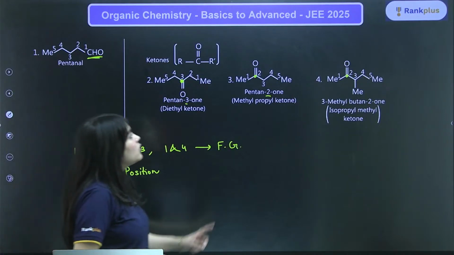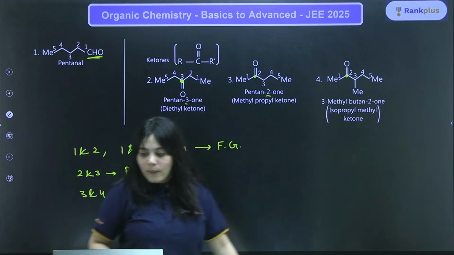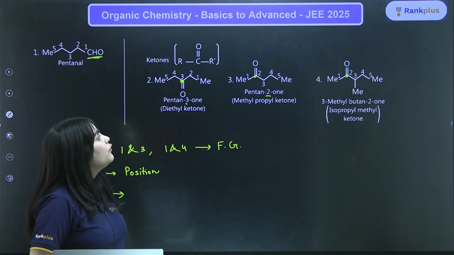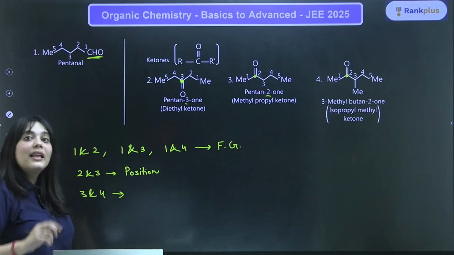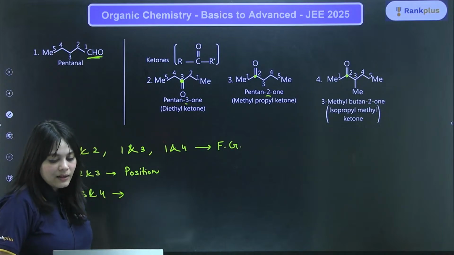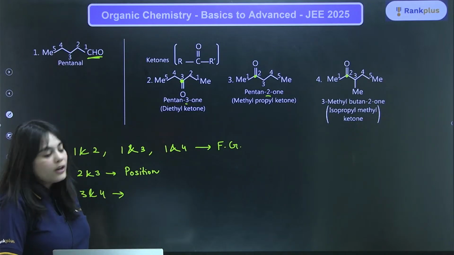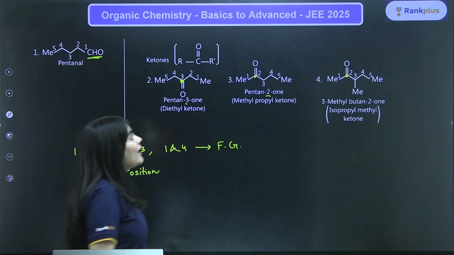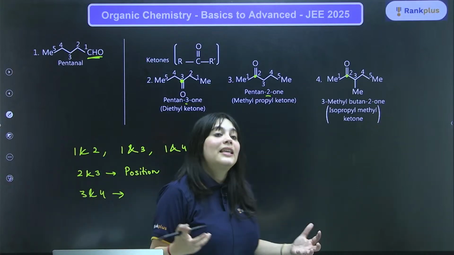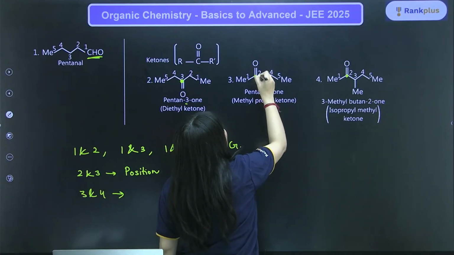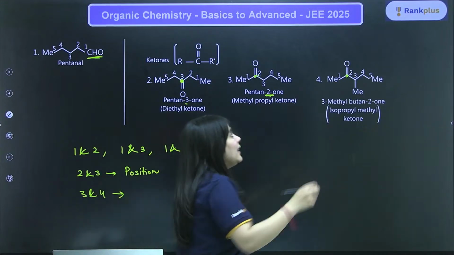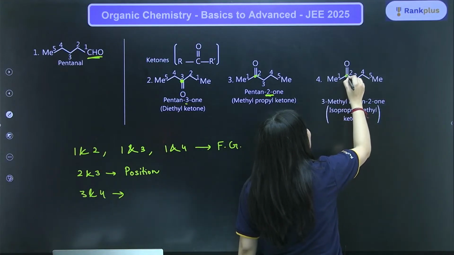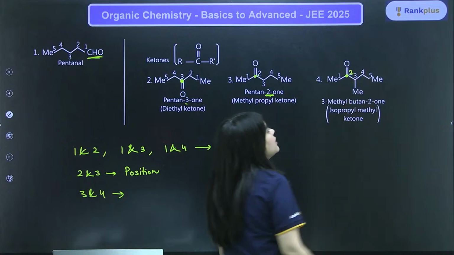What kind of isomerism is shown by 3 and 4? Once again, very easy. I've already discussed this in the last example as well. 3 and 4 are not position isomers. Look at the position. Position of what is changing? In the 3rd molecule, the keto group is at the 2nd position. In the 4th molecule as well, the keto group is still at the 2nd position, right?